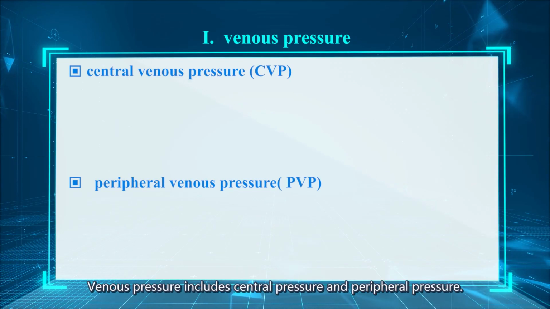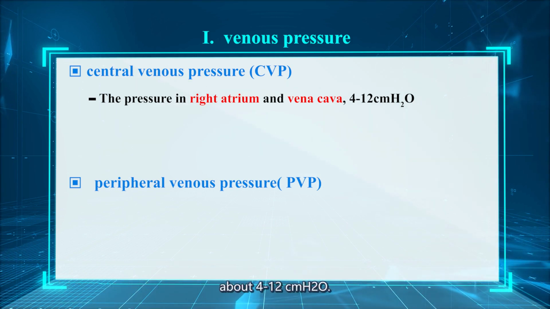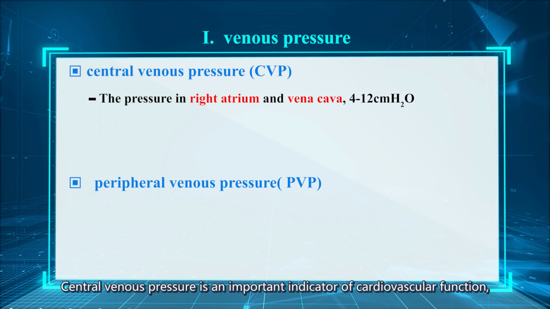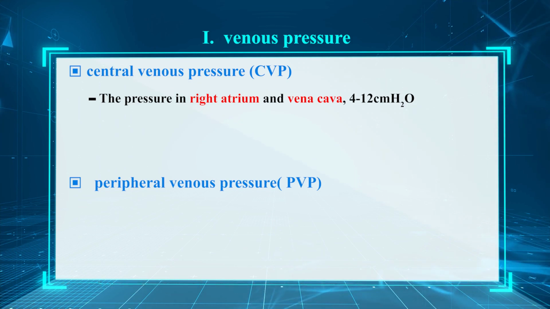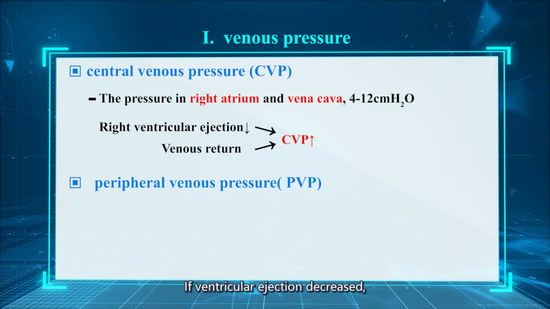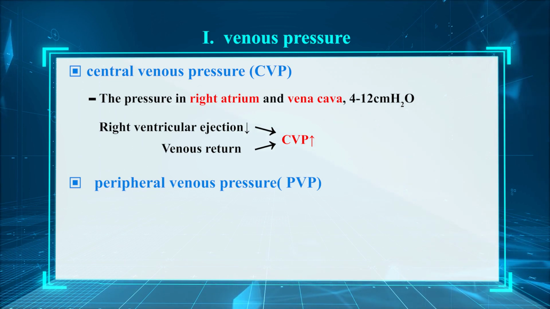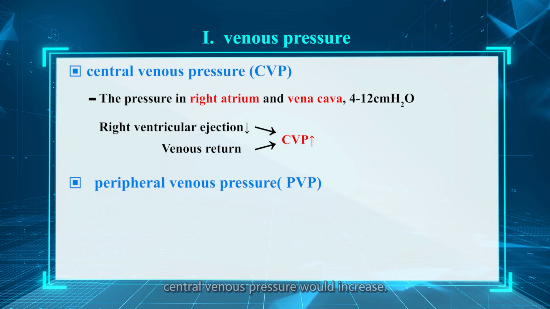Venous pressure includes central pressure and peripheral pressure. The pressure in the right atrium and vena cava is called central venous pressure, about 4 to 12 centimeters of water. Central venous pressure is an important indicator of cardiovascular function and is determined by the relationship between ventricular ejection and venous return. If ventricular ejection decreases or venous return increases, central venous pressure would increase.